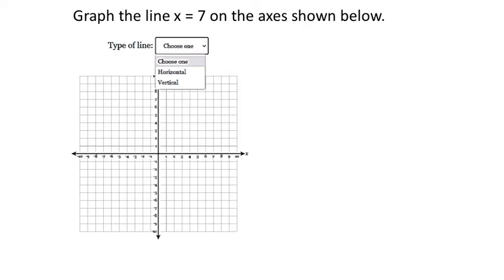What type of line is this going to be? It says graph the line x equals 7. What kind of line? Is it horizontal or vertical? Well, it's x equals, so I'm expecting a vertical line, so you would box that in.